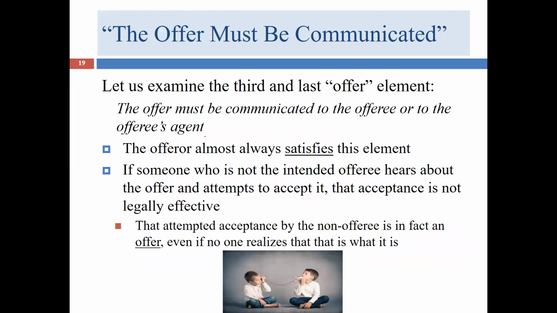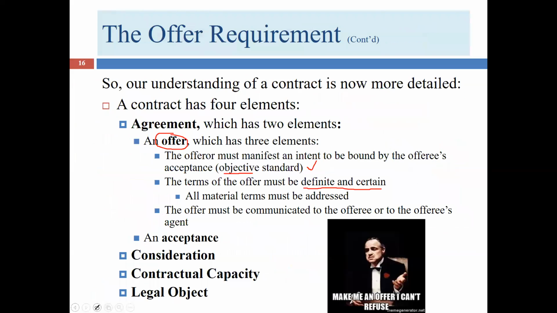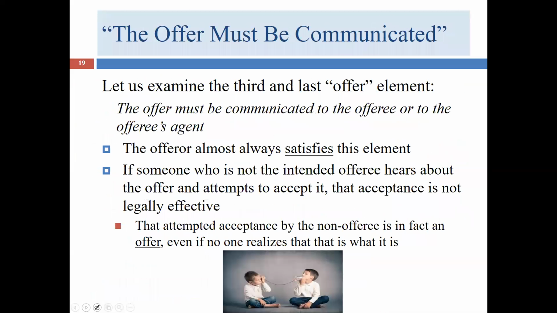Let's look at the third and the last element of the offer. So we've talked about the terms of the offer must be definite and certain. Now we're down here to the offer must be communicated to the offeree or the offeree's agent. This is a pretty unusual one not to satisfy.